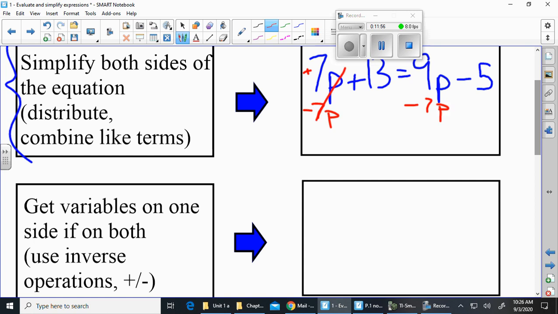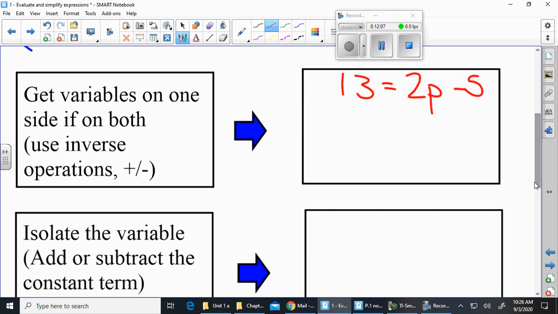That's gone. So now I have 13. 9p minus 7p is 2p minus 5. Now that you have variables on one side, this is really where most people are like, you know what to do. How do you get p on a side by itself? You always get rid of the constant term first. So the constant term is the one without the variable. So if I see a minus 5, I plus 5. So now I have 18 equals 2p.